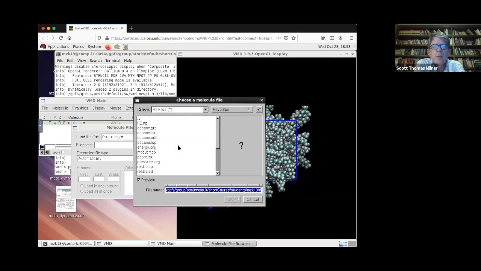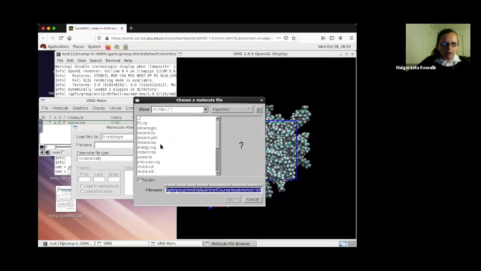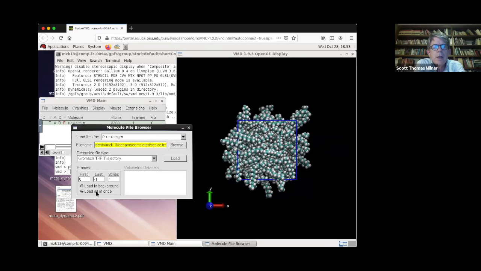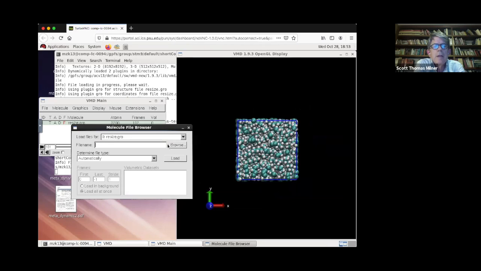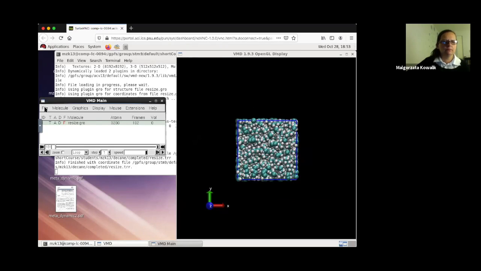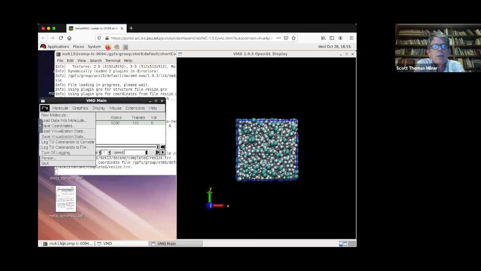And browse your way to the TRR file for resize. Scroll down a little bit at resize.trr. There you go. This one. And then load all at once, and load. Good. So now if you close that little file browser window and press play, which is the lower right button on that window you're on.